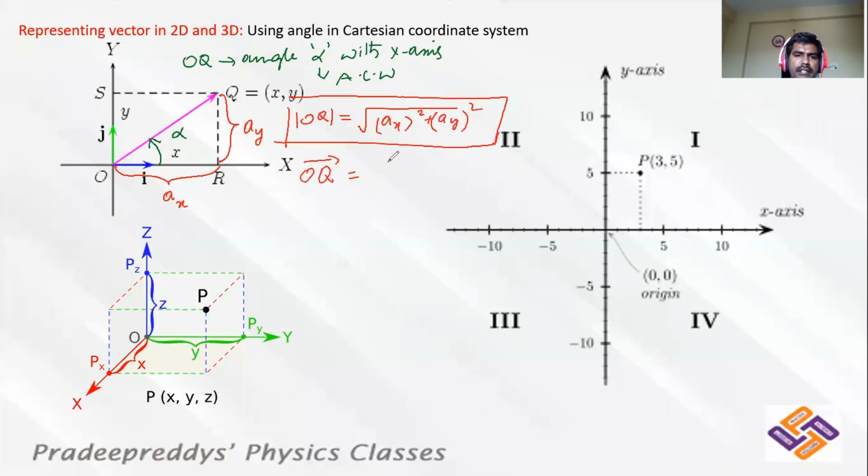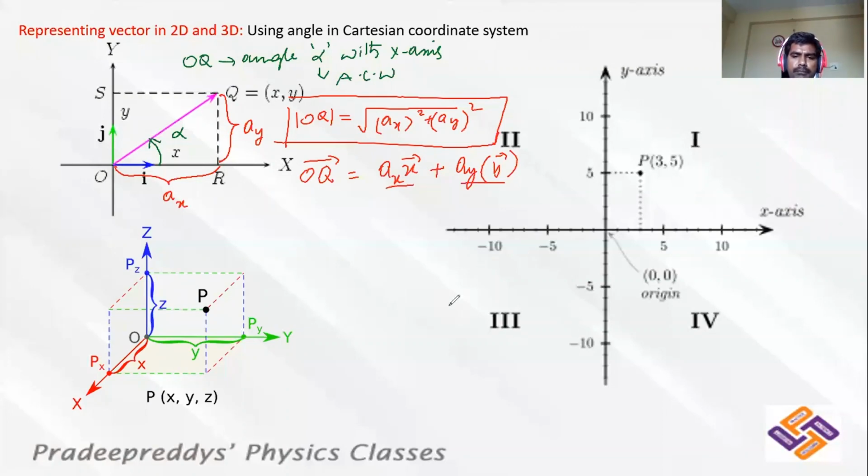Now how to represent OQ bar? A vector should be represented by how much length it is projecting along the x-axis. It is projecting length AX, and in which direction? X bar. Along the x-axis it has AX length. Along the y direction how much length is it making? It is making AY, and this is in which direction? Y. So that is how you represent vector OQ bar in terms of its x component as well as its y component.